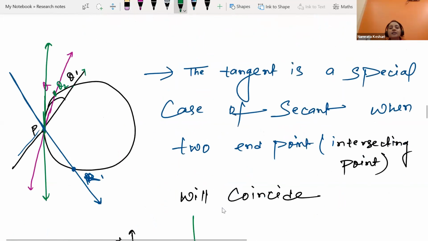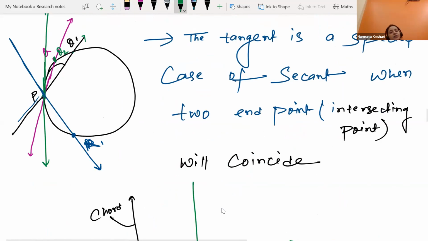After that, we realized that a tangent is just a special case of a secant. When you have a secant, you just move it, and at the end you will find that you end up having a tangent. So with the help of a secant, you ended up getting a tangent. A tangent is a special case of a secant where both the intersecting points or the end points just came closer and coincide with each other.